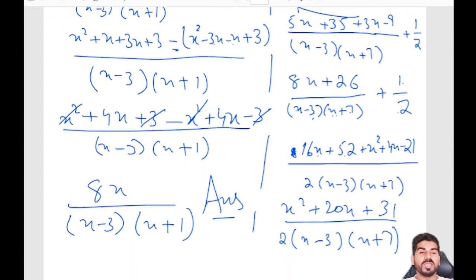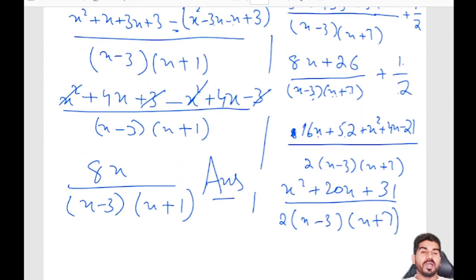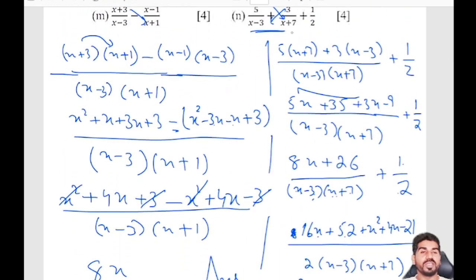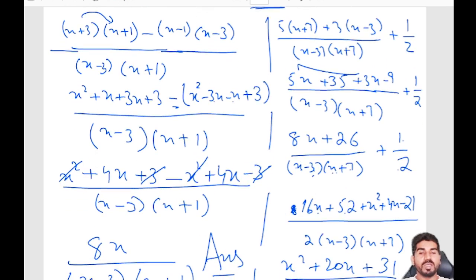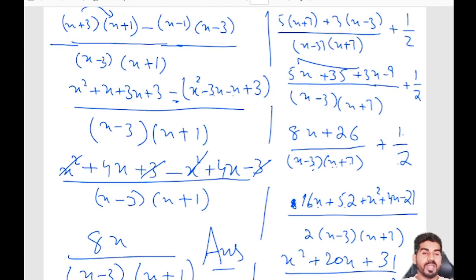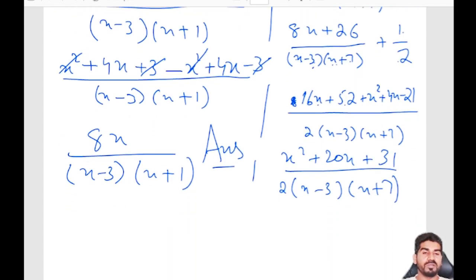So this will be part N here. You can see this is a little lengthy question. There are 3 terms in this question, and there is some cross multiplication as well when we take the LCM. It is a little lengthy, but an easy question if you have the concept of how to take the LCM of algebraic expressions. So this should not be difficult for you.